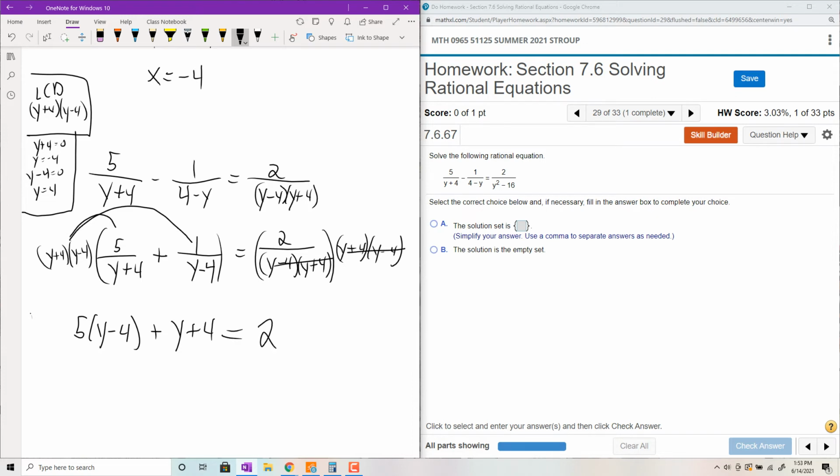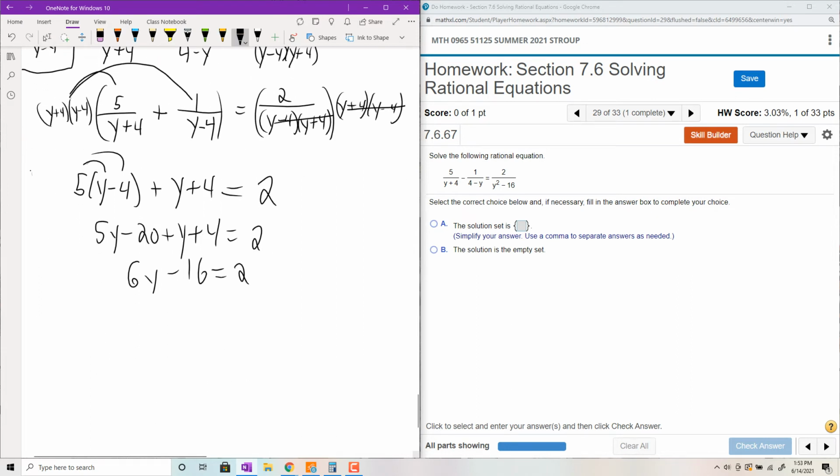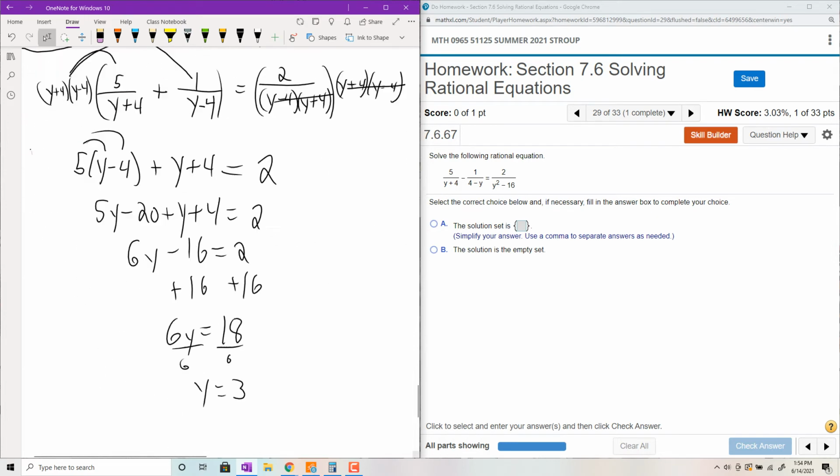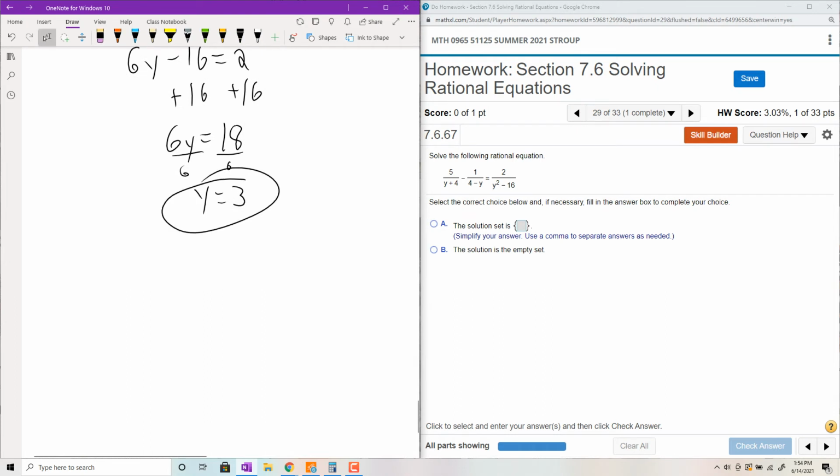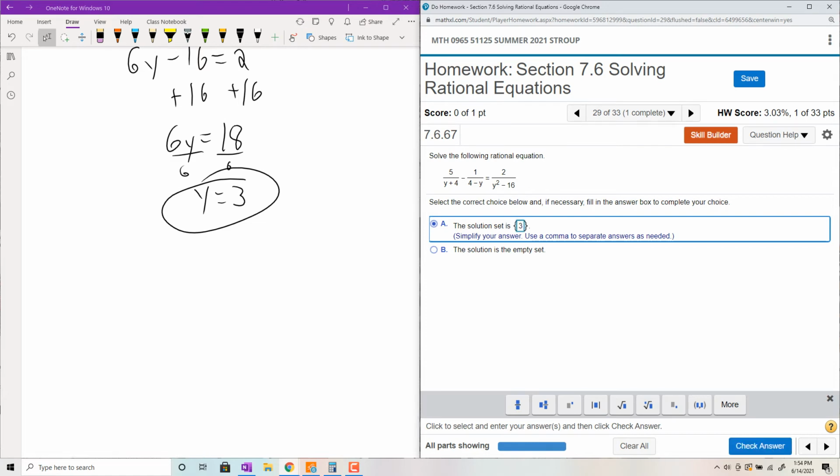All right. Now I have some distributions. So I have 5y minus 20 plus y plus 4. Combine like terms, so I have 6y minus 16 equals 2. Move the constant, the 16, to the right side. So I have 6y equals 18. Divide by 6. So y is 3. Check it with the restrictions. The only restrictions are 4 and -4. So 3 is my solution.